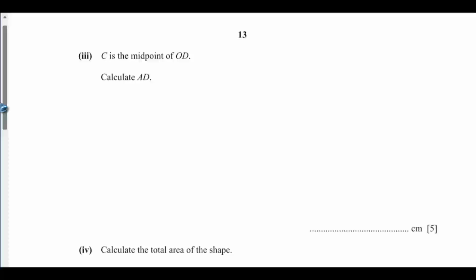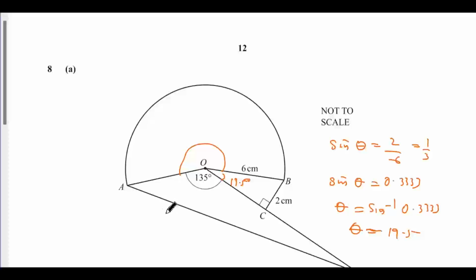Calculate AD. So to get AD now, let's go up. We want to get AD, right? So we need to firstly get OD. Once we get OD, then we can find AD by using the cosine rule. Of course, we know that OA is equal to 6 centimeters because it's a radius.